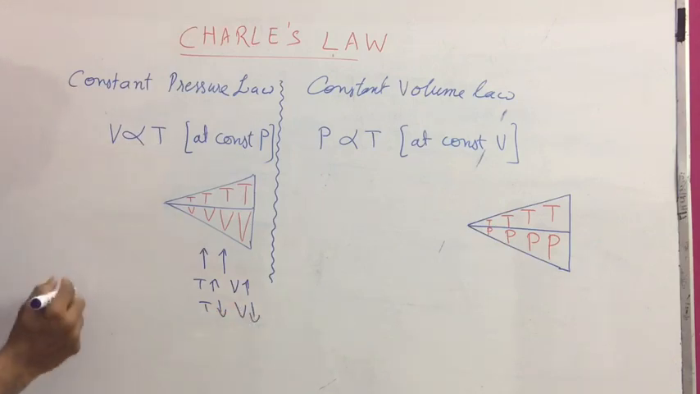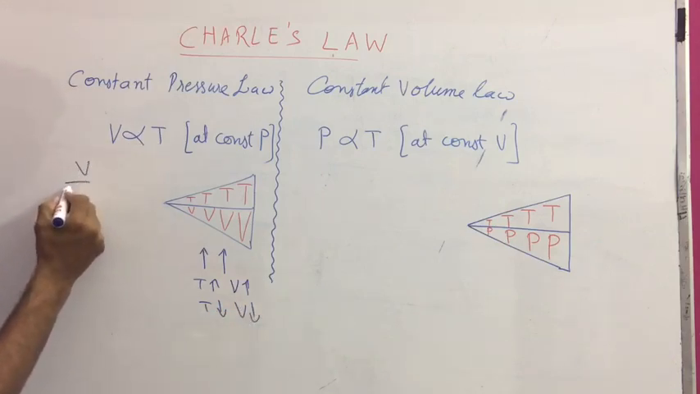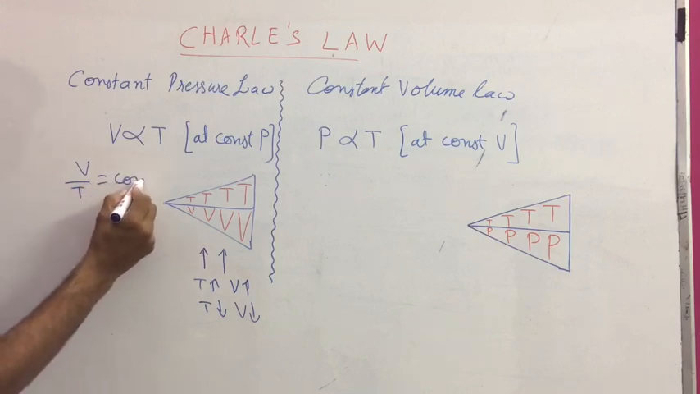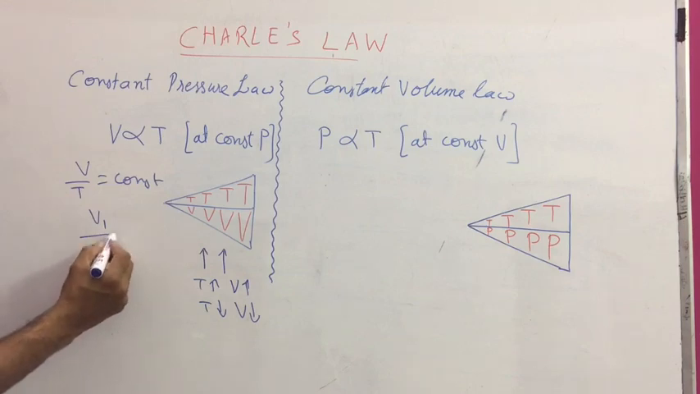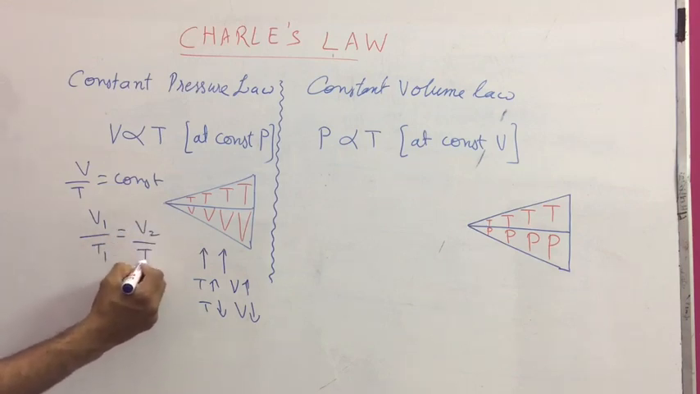So V is proportional to T. Mathematically we can write V by T is equal to constant. For solving problems we can write V1 by T1 is equal to V2 by T2.